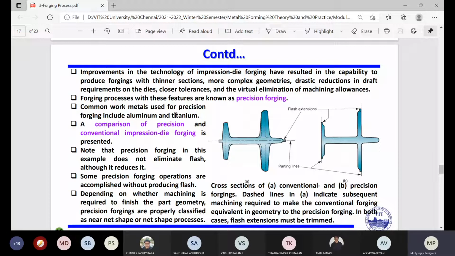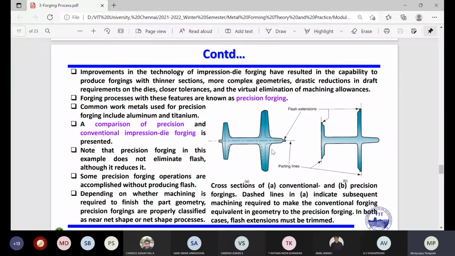Common work metals used for precision forging include aluminum and titanium. One is a soft material, aluminum, and the other is a hard material, titanium. You should not think that only soft materials can be made or only hard materials cannot be made. In the same forging operation, we can take soft materials as well as hard materials. A comparison of precision and conventional impression die forging is presented.